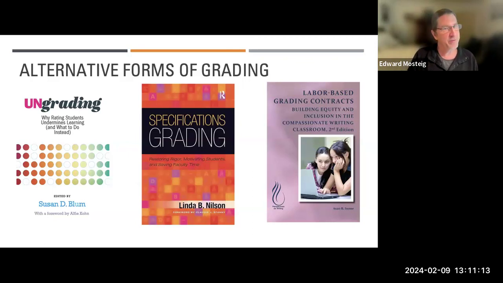Specifications grading is a little bit similar to what we're going to talk about today. There are some slight differences there. The last one, labor-based grades or contract grading, is not used in STEM so much. It's used a lot more in the humanities, although I've seen it gain some traction in STEM.